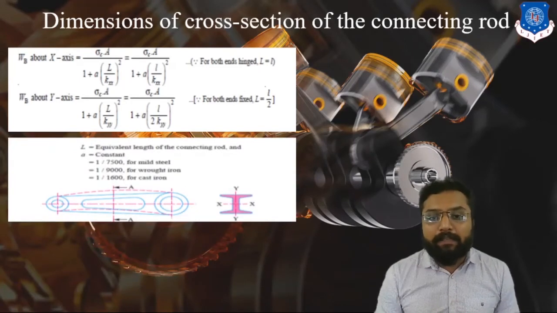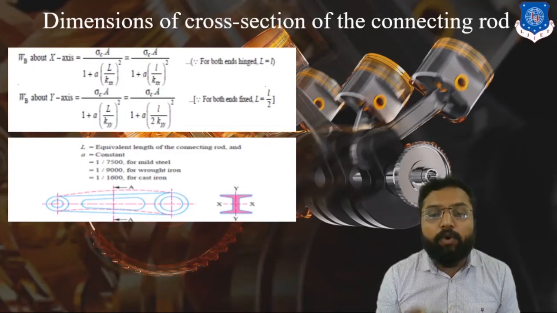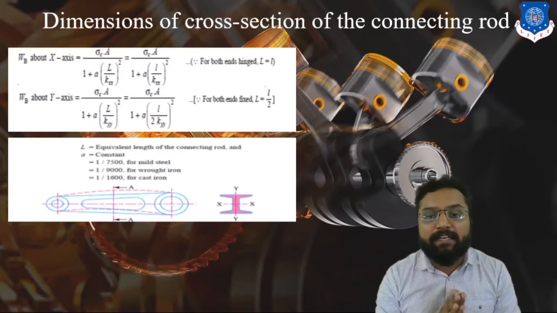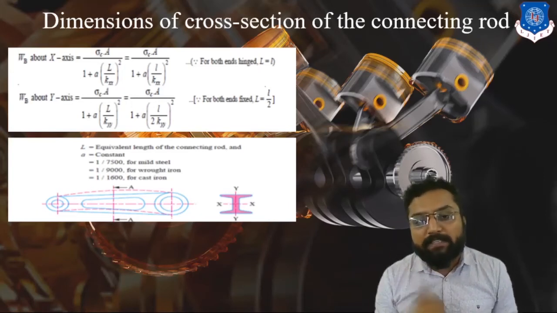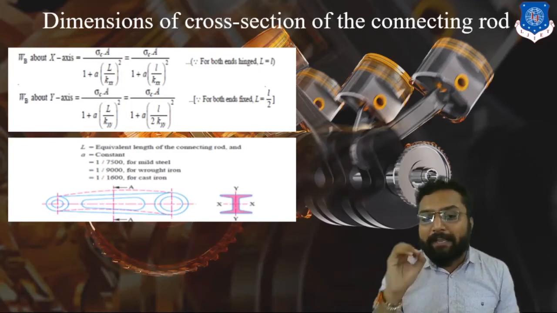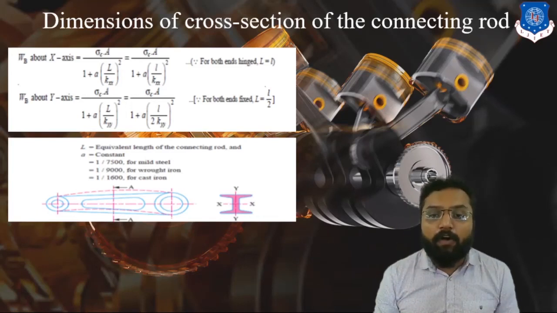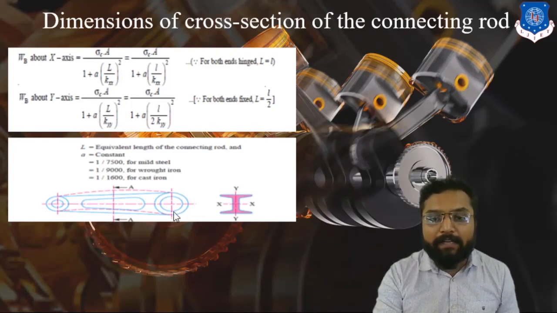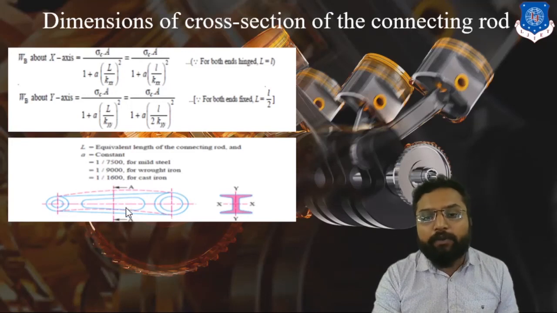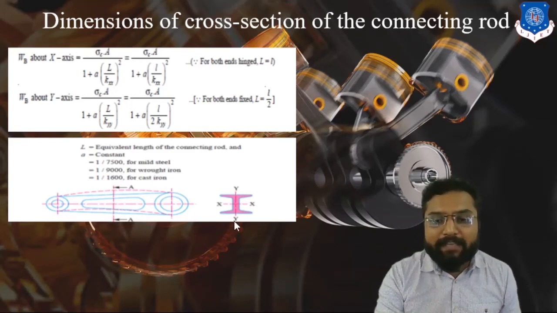Clear? So here you can see this is the equation: sigma c into A divided by 1 plus a into (L upon kxx) square, where L is the total length, kxx is the radius of gyration, sigma c is the compressive stress, A is the cross section area, and small a is a constant depending on different types of material. Clear? In the case of mild steel, it is 1 upon 7500. In the case of wrought iron, it is 1 upon 9000, and in the case of cast iron, it is 1 upon 1600. Here you can see how it is going to buckle in the xx direction and the yy direction.